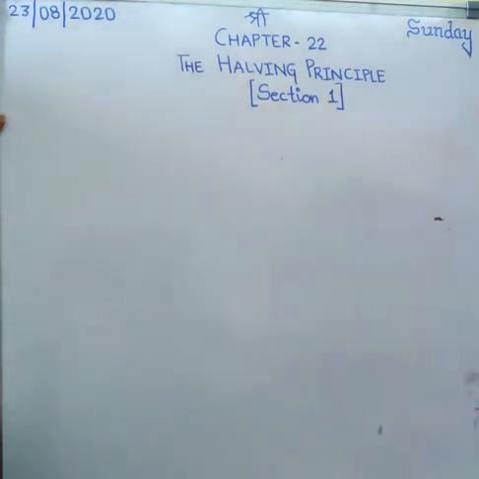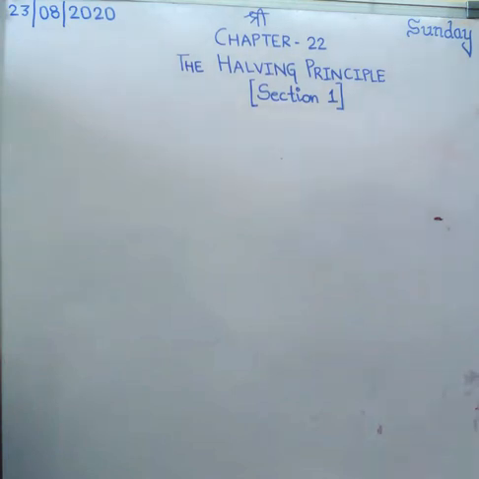Dear students, I am taking up chapter number 22, the Halving Principle, section 1. The general rule of the Halving Principle is when a stroke is halved, the sound of either T or D is added to that stroke. This is the general rule of the Halving Principle.